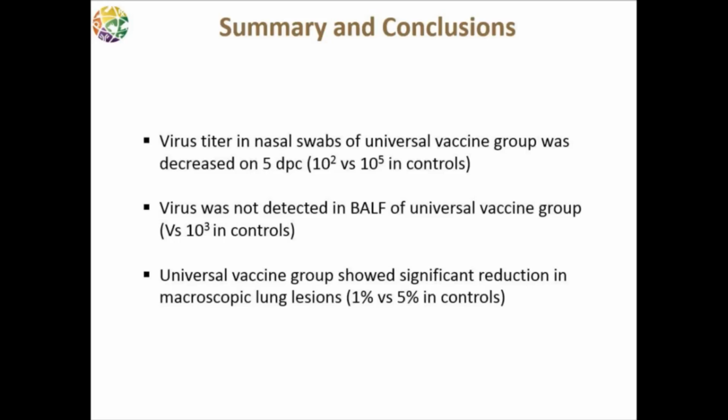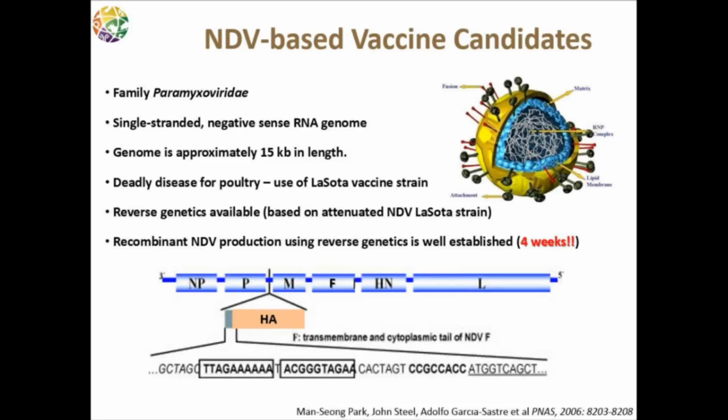So this concludes the first part of my presentation about the universal vaccine concept, and if funds are available, we are planning to further develop this concept. The rest of my presentation will be on another approach. We are trying to use a vector-based vaccine for influenza, and here our choice is the Newcastle disease virus vector.